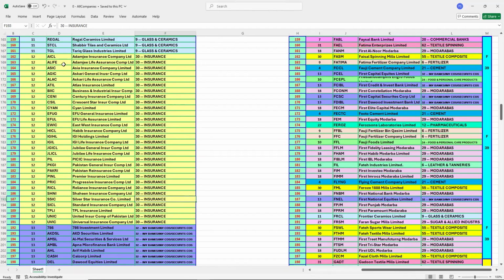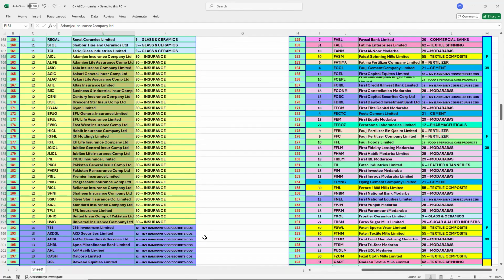But let's come to the point over here. These are 30 companies over here in sector number 12. And these are the symbols of the companies that you see right over here. So these are various companies, a total of 30 companies.